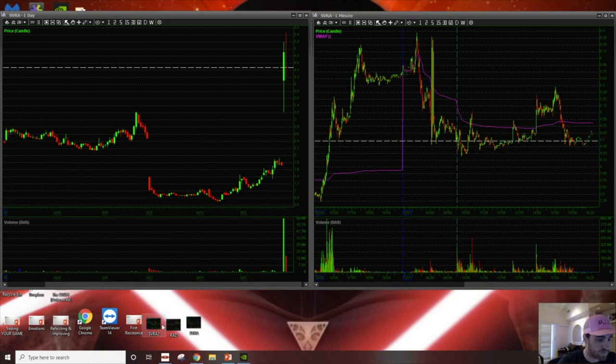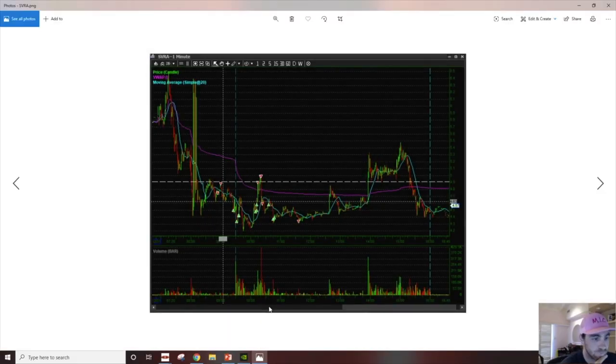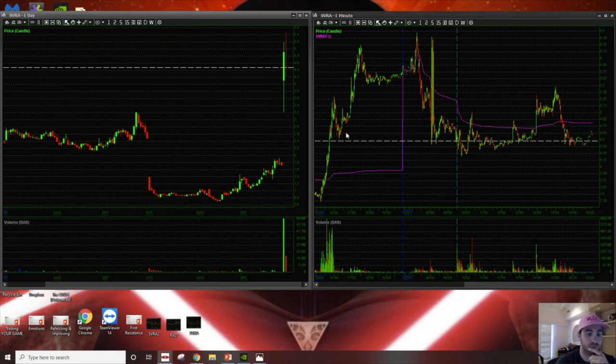This is my all day chart on SVRA. The thing was SVRA had that huge move from day one, and then we gapped down, not really a gap down from the close, but a gap down from the after hours float up the previous day. Basically the one key level here was $4.40.